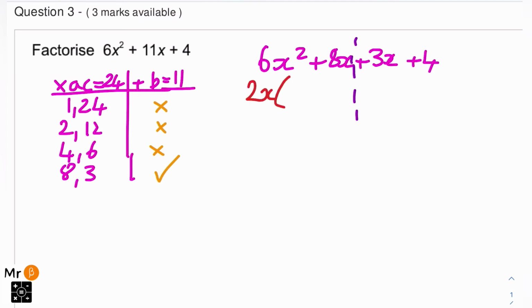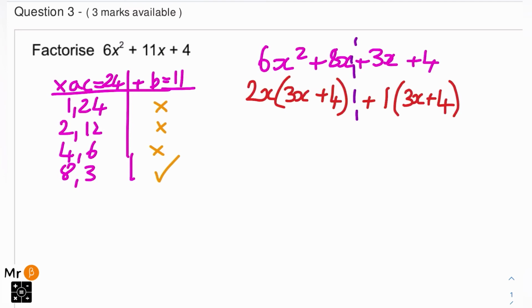So we've got 2x common in both of these. Our highest common factor is 2x. That leaves us with 3x plus 4 inside your bracket. And you'll notice this is the same as what we've got on our right hand side. So actually, when we factorise this, we just need to take out a common factor of 1.